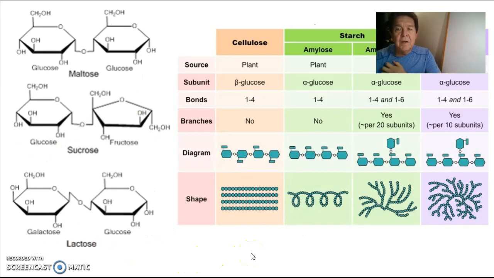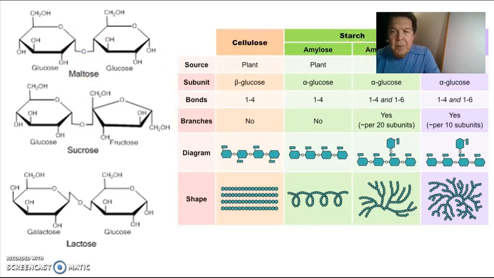The disaccharides that we studied were maltose, that is made of 2 units of glucose, sucrose, that is made of glucose and fructose, and lactose, that is made of glucose and galactose. Remember that the bond between 2 units of monosaccharides is known as glycosidic bond.